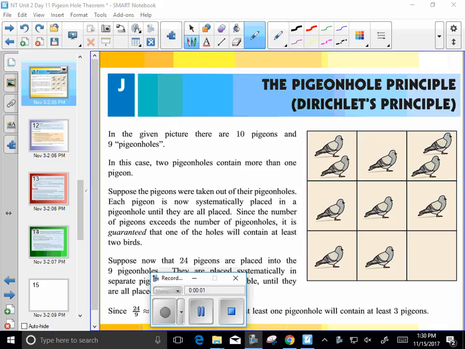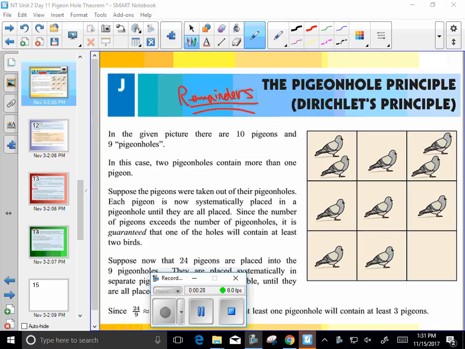So, pigeonhole principle sounds like, how does this connect to number theory? But this is really all about remainders again. And the reason it is where it is in the book is because, let's say you have 9 locations that you could put birds, pigeonholes they call them, and you have 10 pigeons.